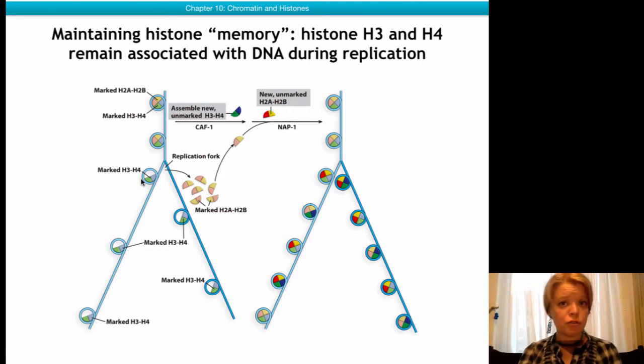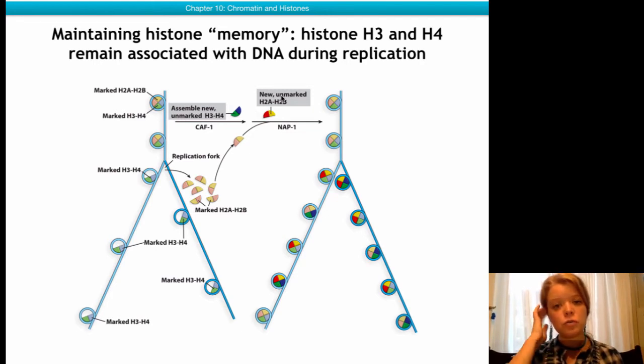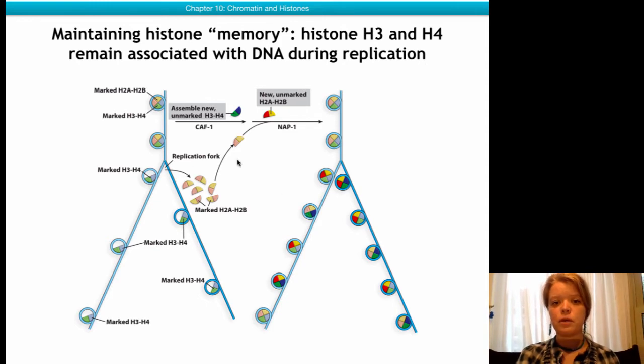And so these marked H3, H4 subunits remain on the chromatin and are randomly segregated either to the newly synthesized strand of the DNA or the old one. Sorry, into either the lagging or the leading strand. And then as the DNA is replicated, a lot of new histones are being produced. These then find these marked H3H4s and bind up with them, as well as the H2As and H2Bs come in, and then the H3s and H4s, to make full octameric nucleosomes again.